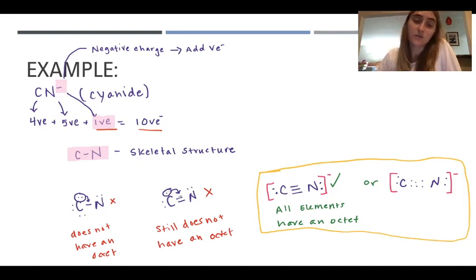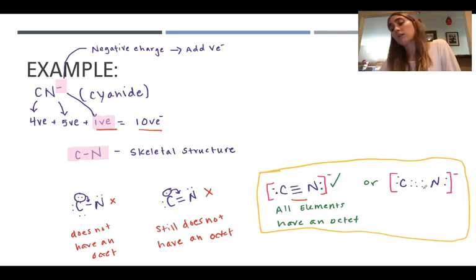I only have 2, 4, 6, 8 around carbon and 2, 4, 6 around nitrogen. So nitrogen still is not complete. So I have to do one more transfer. I have to bring another pair to make this a triple bond. So I bring one more shared pair, and now I have 2, 4, 6, 8, 10 total valence electrons, and I have 2, 4, 6, 8 around carbon and 2, 4, 6, 8 around nitrogen.